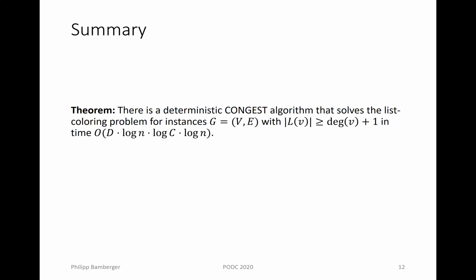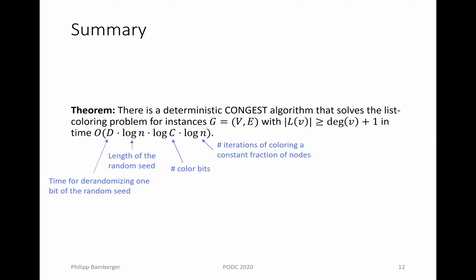For the whole coloring process, we therefore obtain the following runtime. To de-randomize a single bit of the random seed, we need diameter time. The seed has length log n, so for fixing one color bit, we need diameter times log n rounds. If C is the size of the color space from which the colors in the lists are taken, the colors consist of log C bits, so we need to multiply with log C to obtain the time for coloring each node tentatively. As we have seen, a constant fraction of the nodes can keep their color permanently after this process. So we need log n iterations of this process to permanently color all nodes.